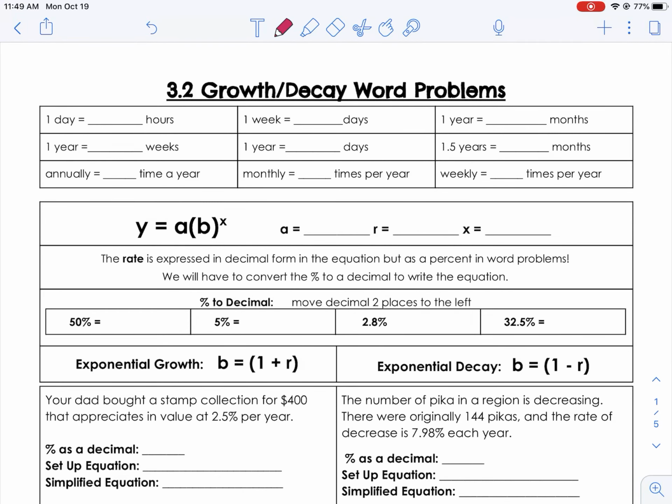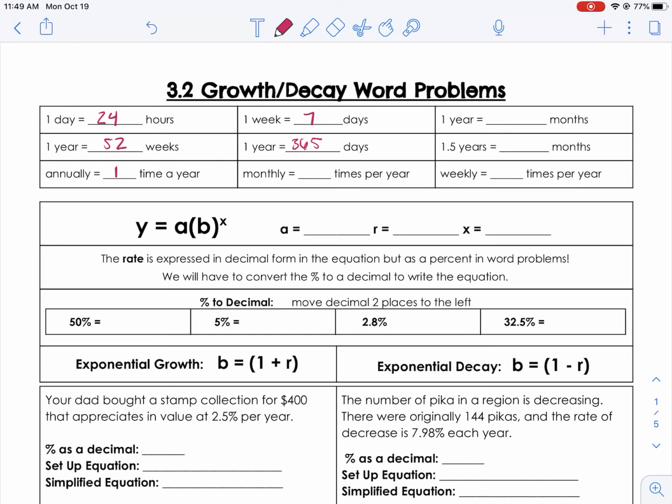All right, in 3.2, we're going to focus on some growth and decay word problems. So before we get too far into that, I want to make sure you understand some conversions. You're going to see a lot of these in your word problems. A day is the same thing as 24 hours. A year is the same thing as 52 weeks. Annually means it's going to happen one time a year. A week has 7 days.